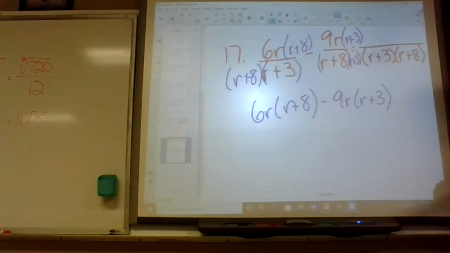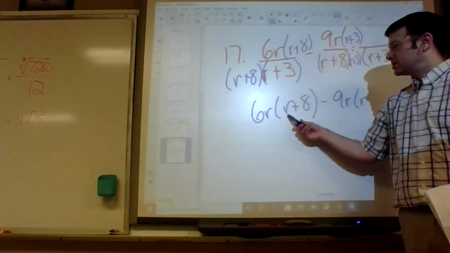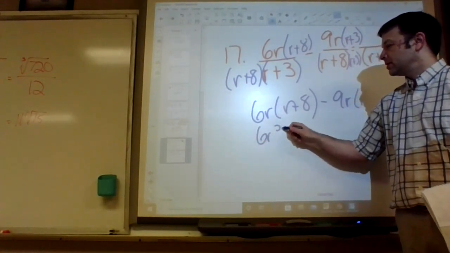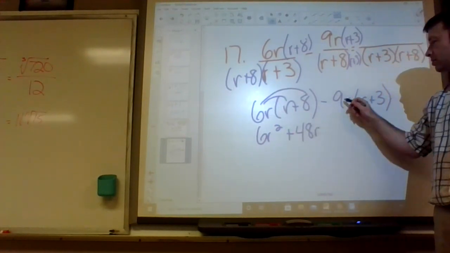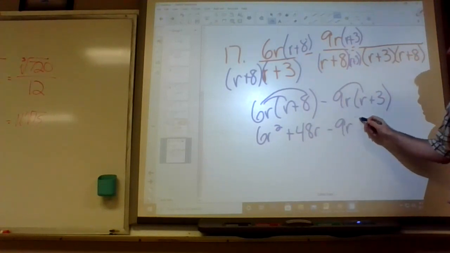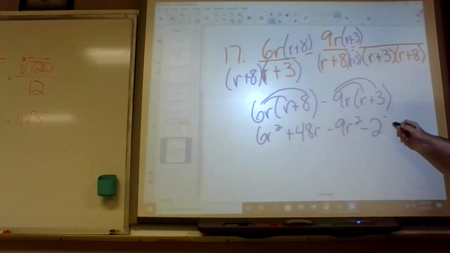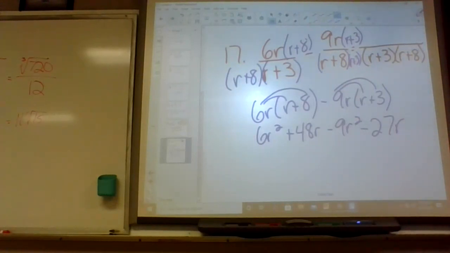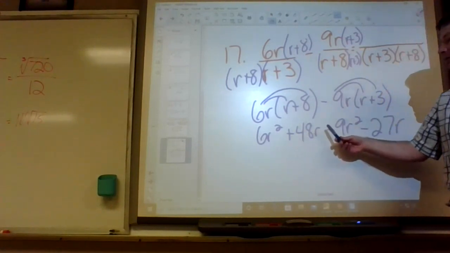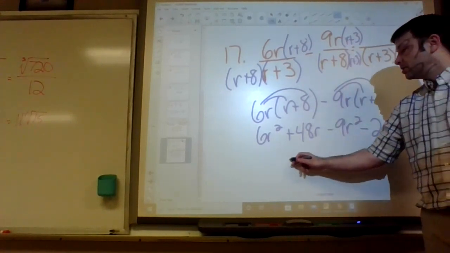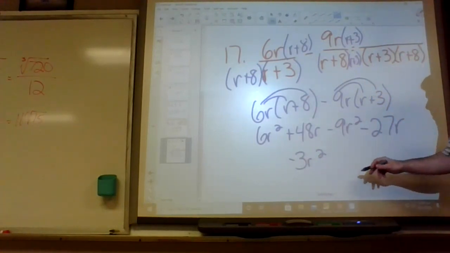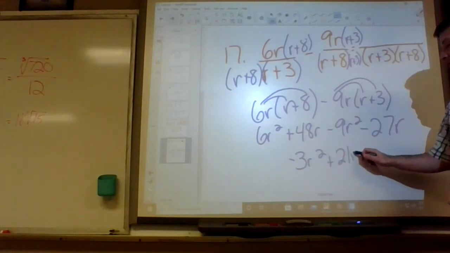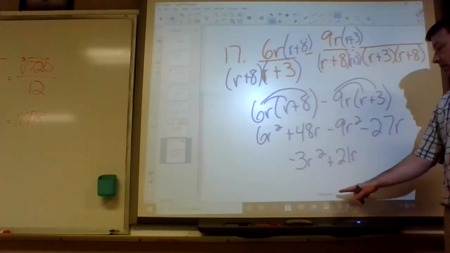We will simplify that. Okay, so this is 6r squared plus 48r minus 9r squared minus 27r. Does that simplify? Yes. 6r squared minus 9r squared is negative 3r squared, and 48r minus 27r is 21r.